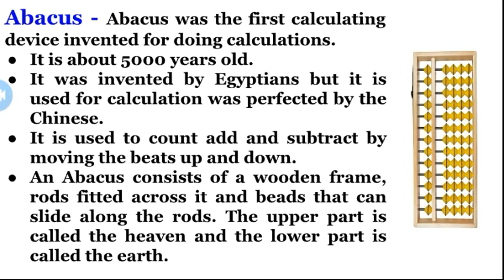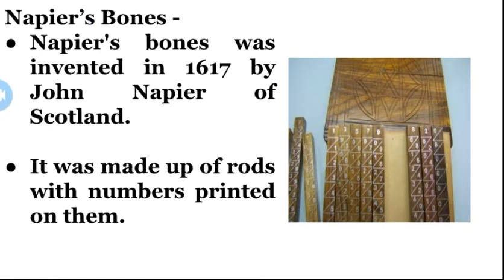An abacus consists of a wooden frame, rods fitted across it and beads that can slide along the rods. The upper part is called the heaven and the lower part is called earth.